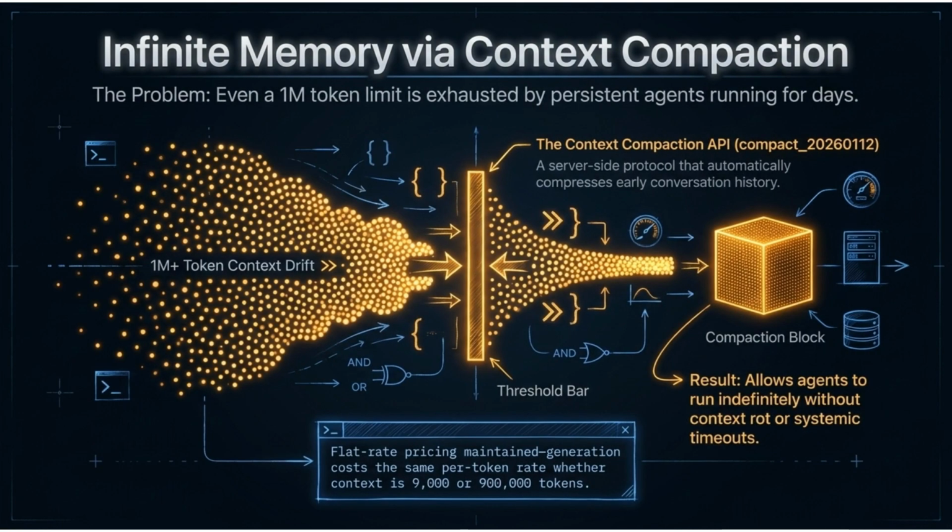Infinite memory is enabled via context compaction. This feature addresses the exhaustion of large token limits by persistent agents. The Context Compaction API is a server-side protocol that compresses conversation history into a compaction block.